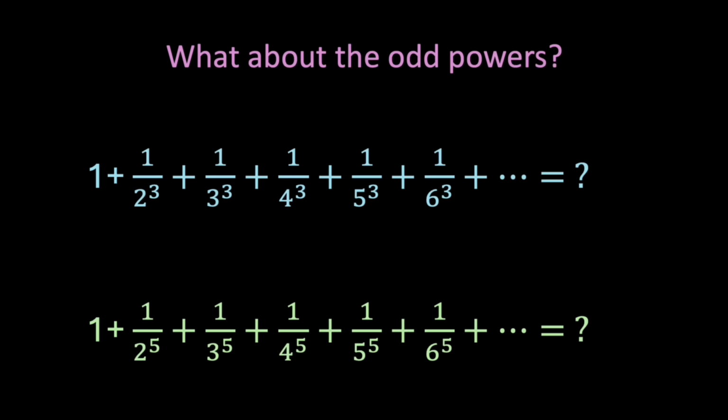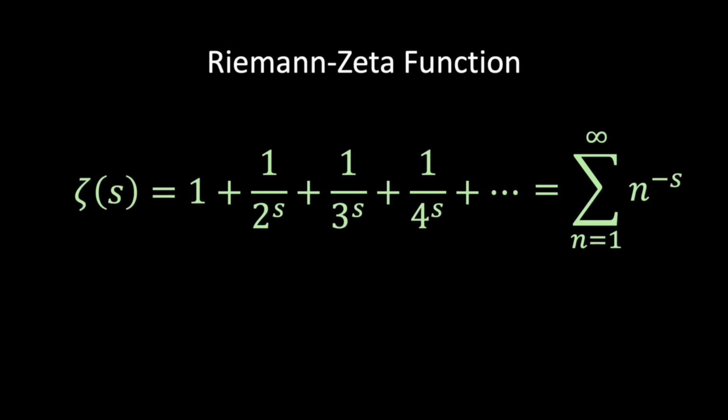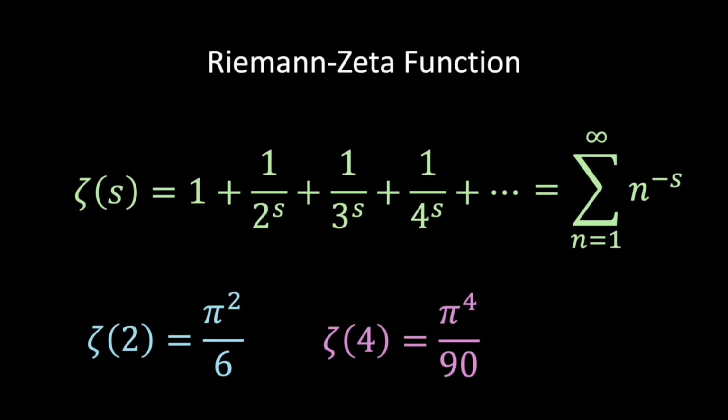And in trying to make sense of them, mathematicians realised that all these sums, even powers, odd powers, and more, are part of one vast mathematical object. The Riemann zeta function, which we can write in the following form, where s tells you the power that the reciprocal numbers are raised to. In this notation, we would say that zeta of 2 is equal to pi squared over 6, and zeta of 4 is equal to pi to the 4 over 90, and so on.